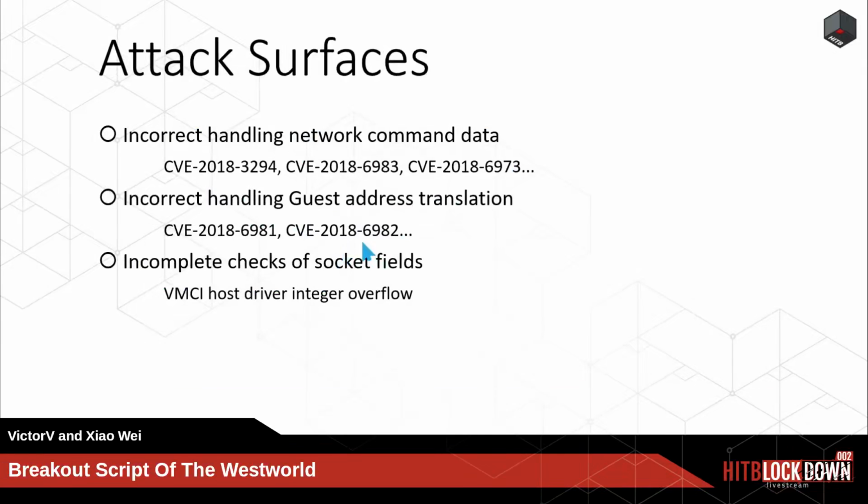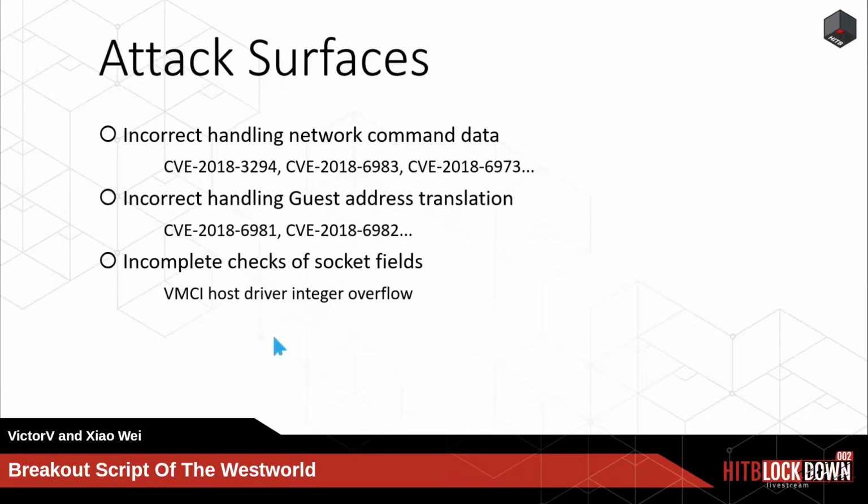Obviously, there are 3 attack surfaces in the virtual network device. First, if a virtual network device handles guest command data incorrectly, it will cause a problem. The case of escaping from Workstation belongs to this. Secondly, if a virtual network device handles a guest physical memory address incorrectly, it may also cause a problem. The case of escaping from ESXi belongs to this.